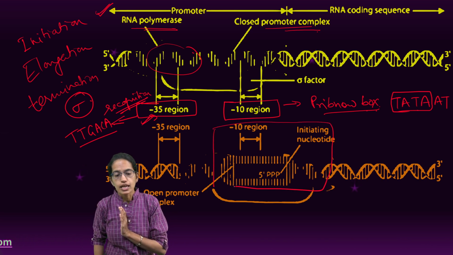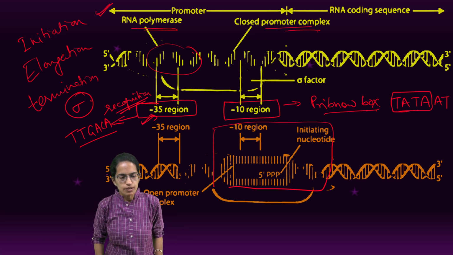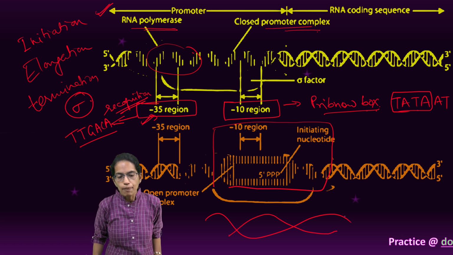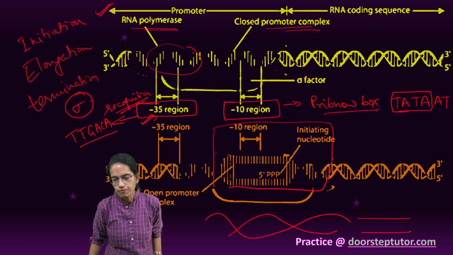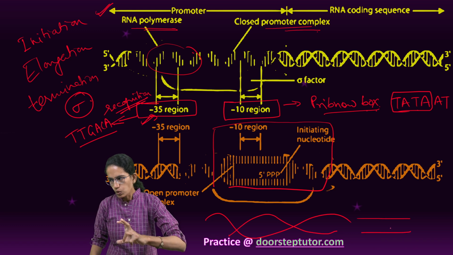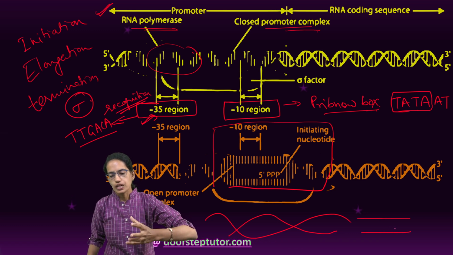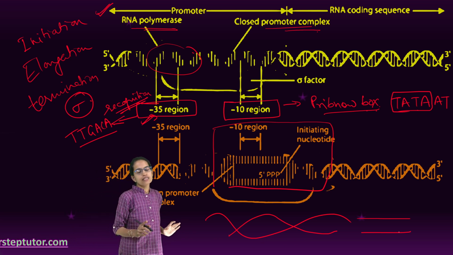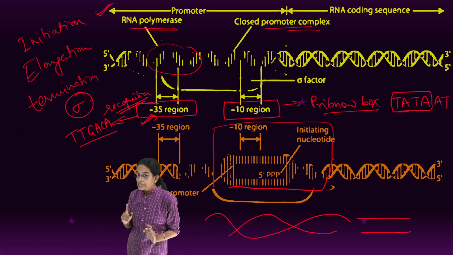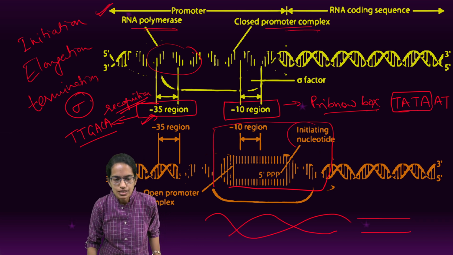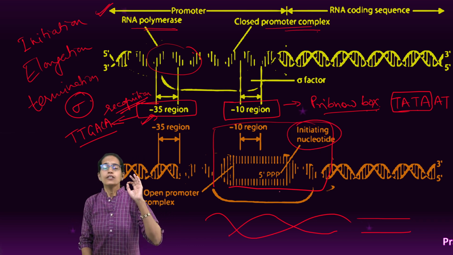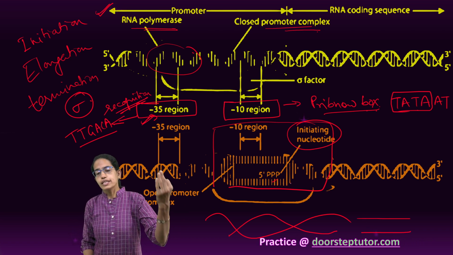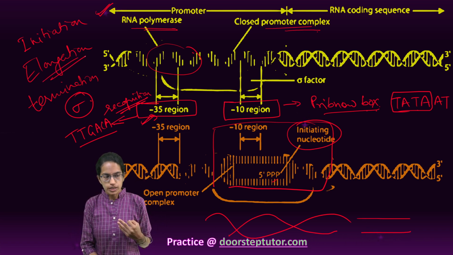Here the DNA unwinds. As you can see in the previous bands, the DNA runs like this, but in the -10 region it unwinds, and when it unwinds, it gets correctly oriented for the transcription to take place. Therefore this phase is known as the initiation phase, and this is the initiation nucleotide, which is 5'pp. Now, the next stage after it is the elongation stage.